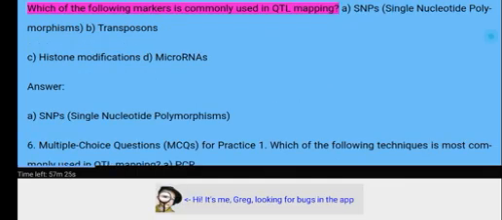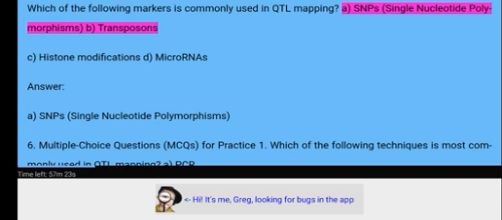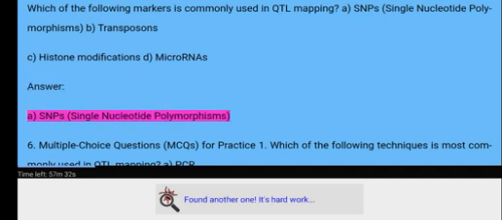2. Question. Which of the following markers is commonly used in QTL mapping? A. SNPs, single nucleotide polymorphisms. B. Transposons. C. Histone modifications. D. microRNAs. Answer: A. SNPs, single nucleotide polymorphisms.